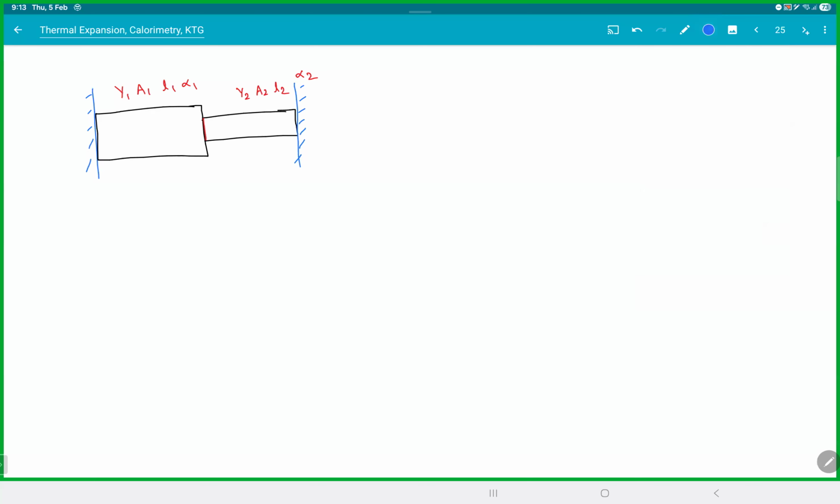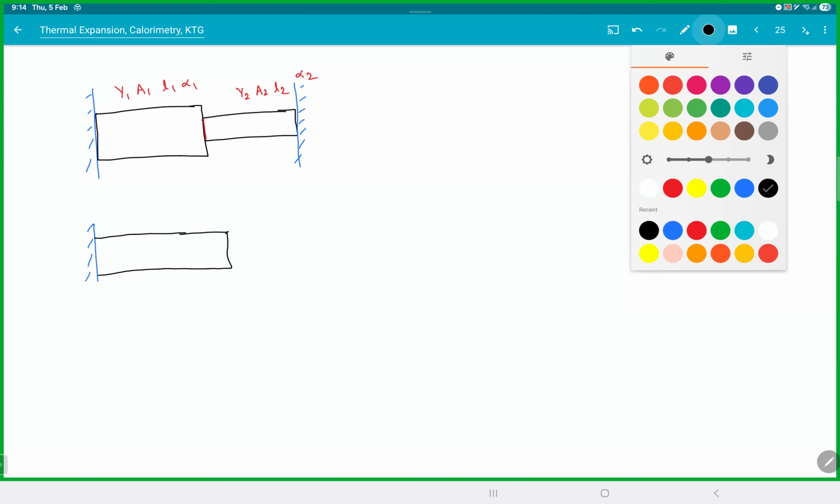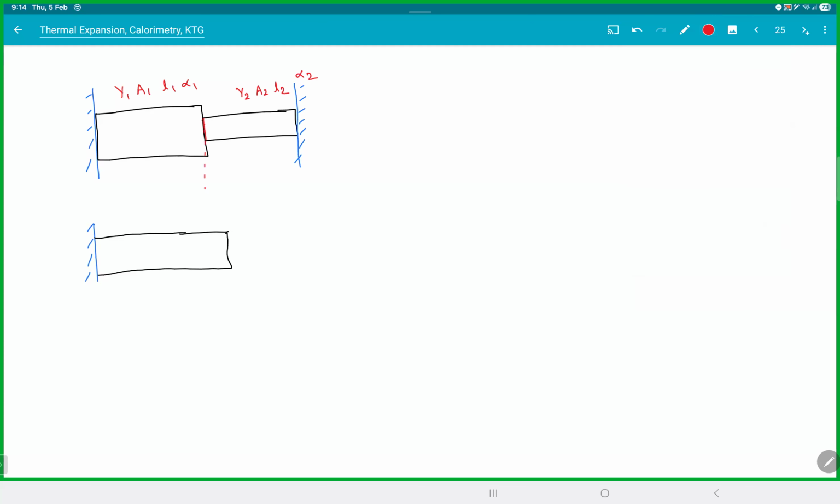Let's say there is no right side rod, okay? That second rod is missing. Then the left rod will say, if the right rod was not there, I would have expanded till somewhere here. And this length would be L1 alpha 1 delta T. Do you agree? If the right side rod was not there, I was free to expand. I would have expanded this much.